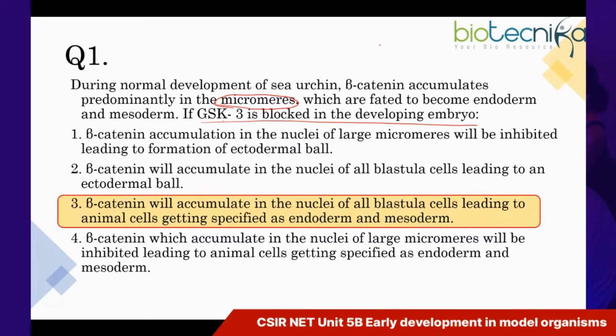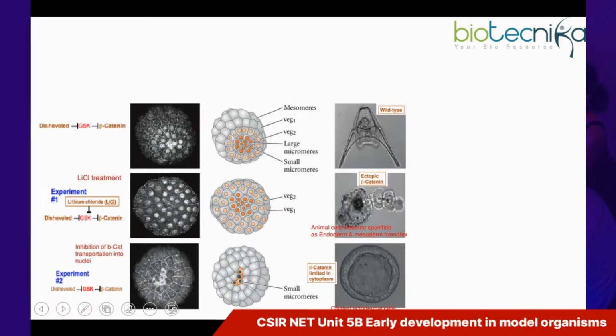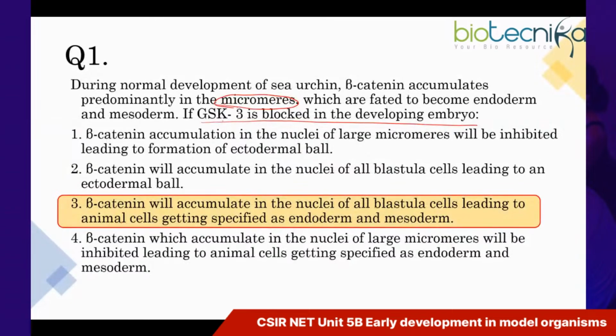Very good. The correct option is answer 3. Let me explain how. Beta-catenin will accumulate in the nuclei of all blastula cells, leading to animal cells getting specified as endoderm and mesoderm. For this, you need to first understand the beta-catenin pathway.